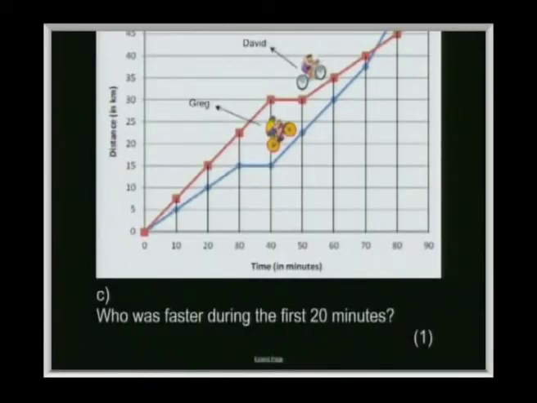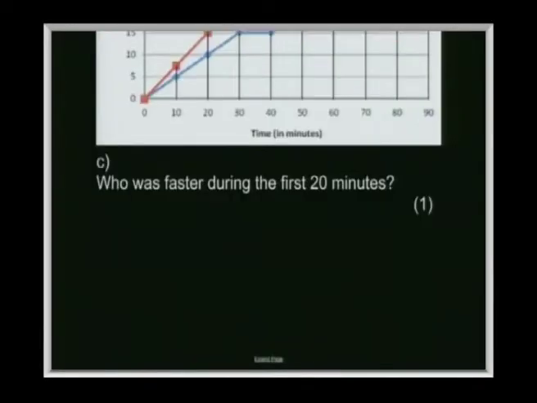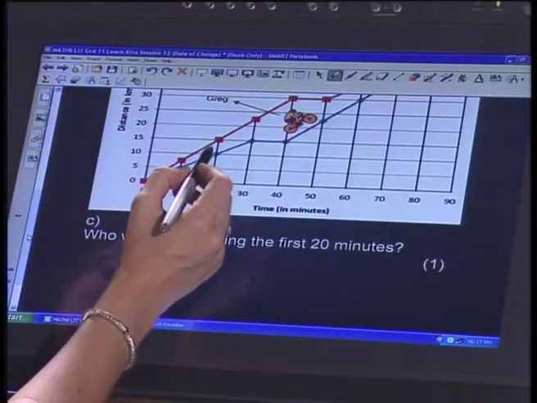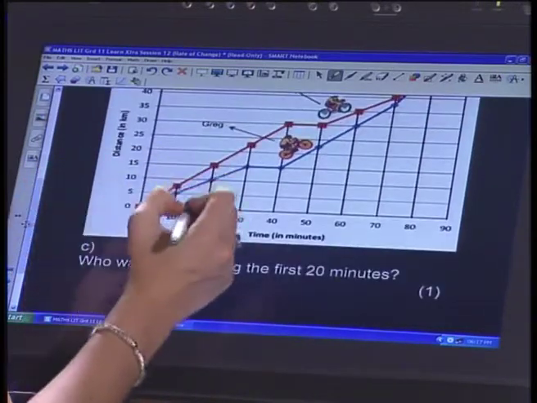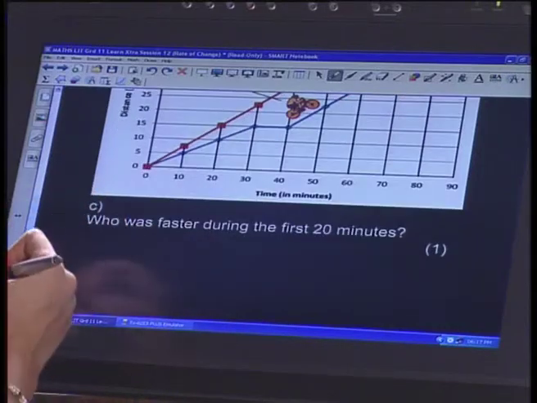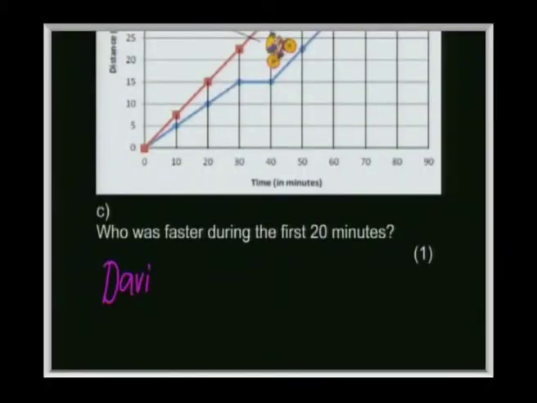Our next question asks, who was the fastest during the first 20 minutes? Well, that's an easy one. We can refer back to our previous question and just look for the highest rate in kilometers per hour, or we can look at our graph. Who has gone the furthest in the first 20 minutes? Well, you'll find that over here, our red line, David, he's gone the furthest in 20 minutes, and as you remember in our last question, he went at 45 kilometers per hour, which was faster than Greg's 30 kilometers per hour. So who was the fastest? It was David.